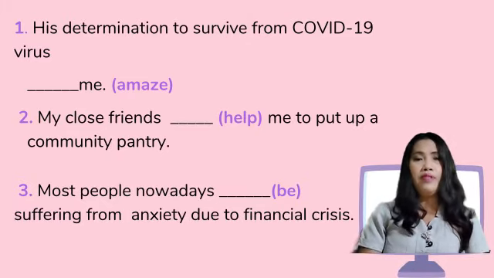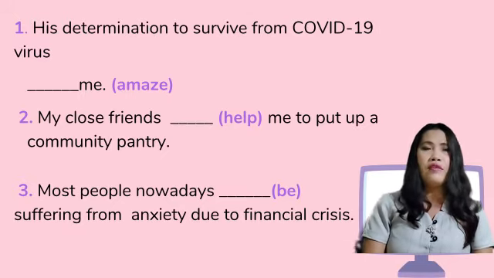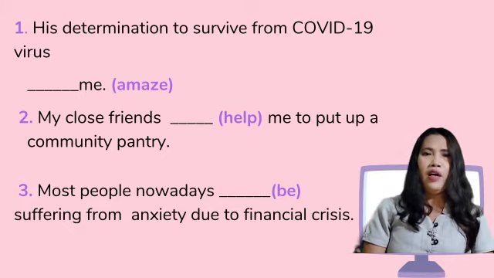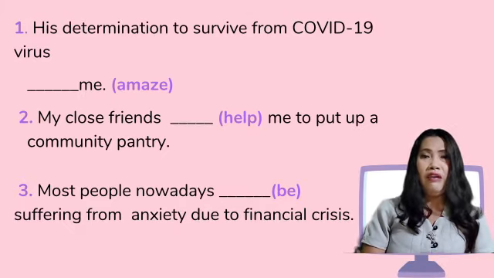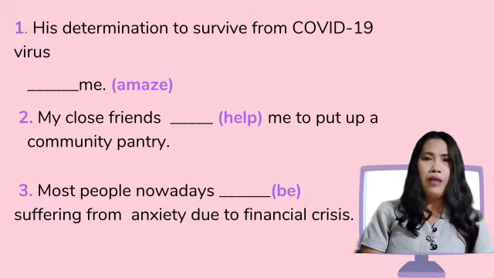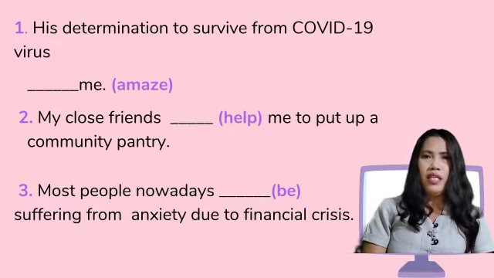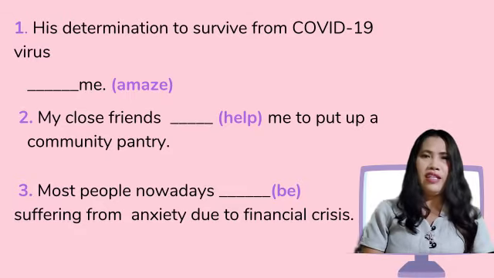Next, item number 3, the last item for activity 3. So what you need here is a be verb. Number 3, most people nowadays blank suffering from anxiety. So you will have 1 to 2 minutes to do this activity.